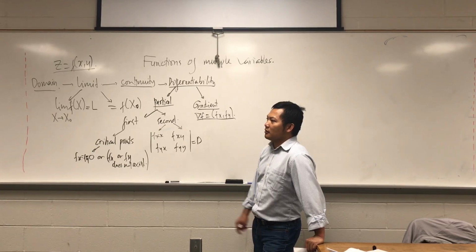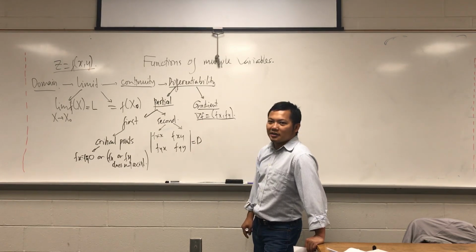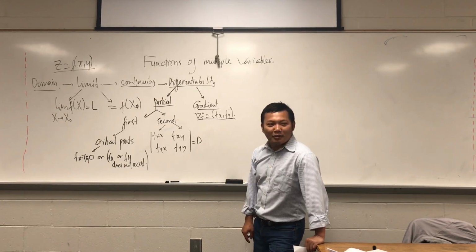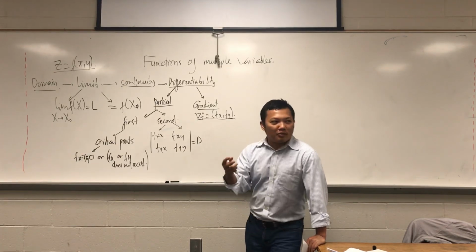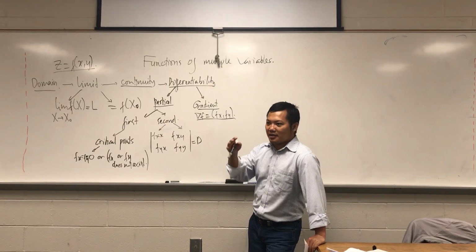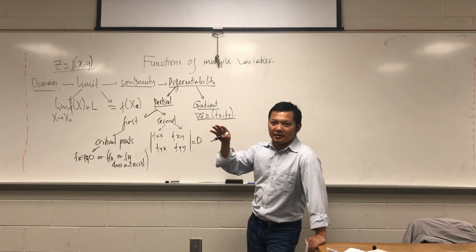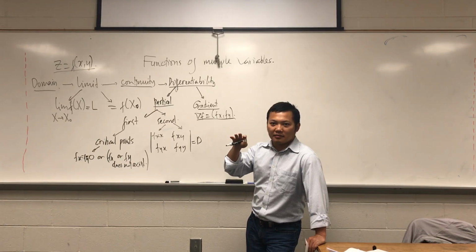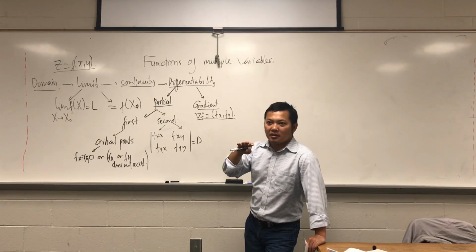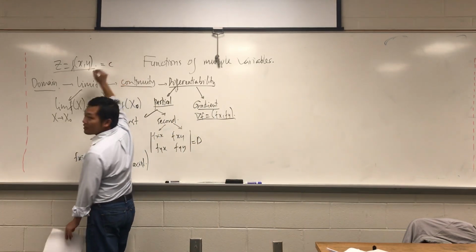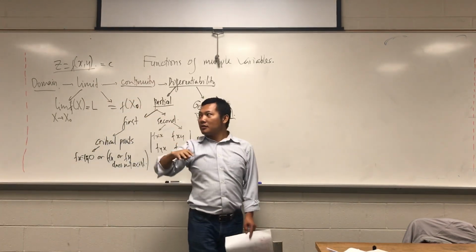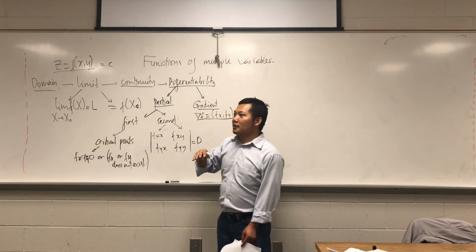Okay, so we know that if we have a function of 2 variables, we can describe the surface using level curves. That means we set this function equal to c, and for different c, we have different level curves.